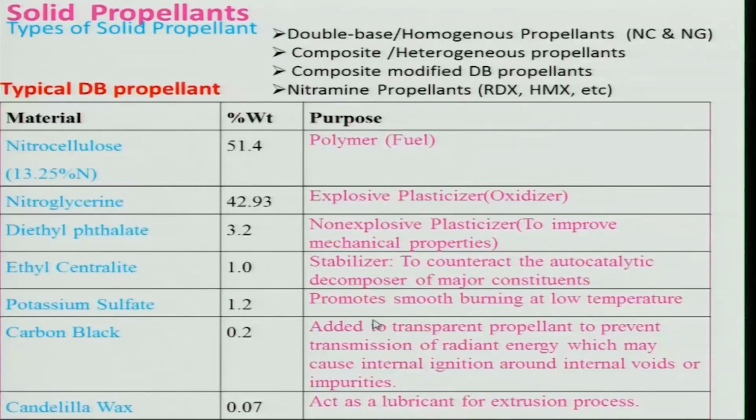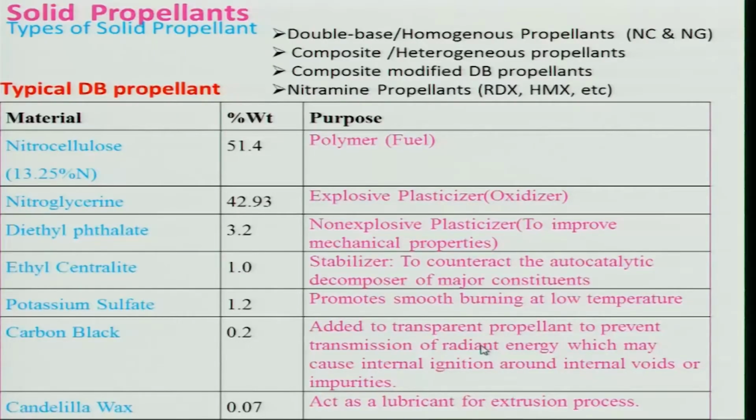So, therefore, you need to avoid it, otherwise it will be explosive, you cannot control. So, potassium sulphate, which is 1.2%, it means to promote the smooth burning at the low temperature, like at low temperature, then the propellant may not burn, that is a big problem.